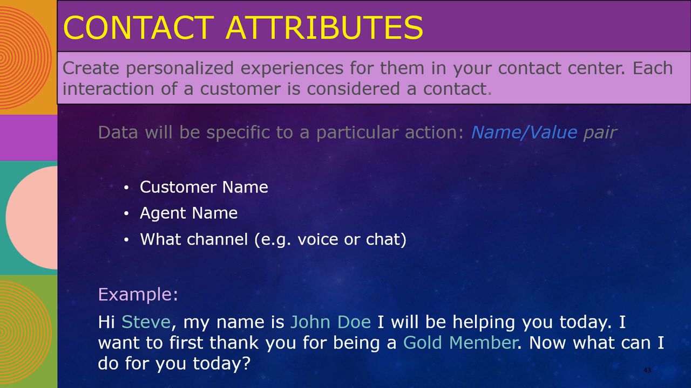So, for example, when a user calls in, based on the phone number you could find out the customer's name. If an agent picks up, you could find out what their name is. You could determine what channel they're on, voice or chat. So basically, it defines particular actions where a name value pair is used. That name value pair is used in specific workflows, in specific blocks. If there's something available, you could use it to personalize the experience.